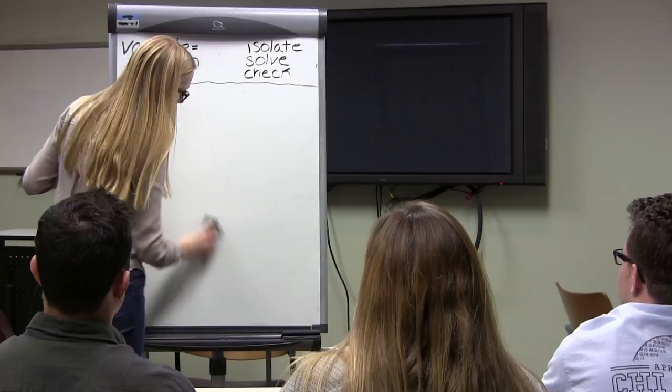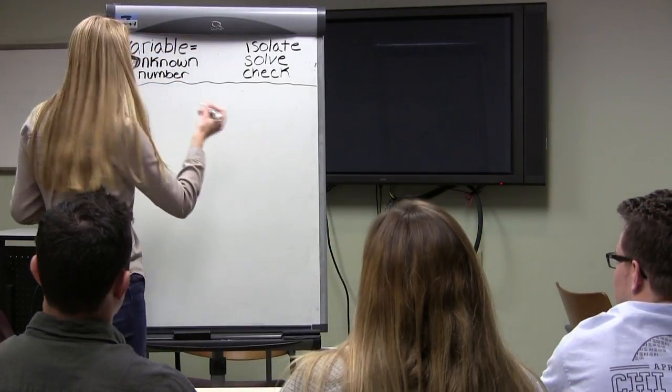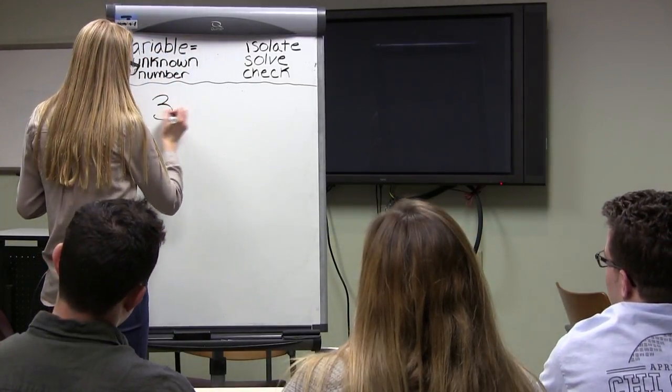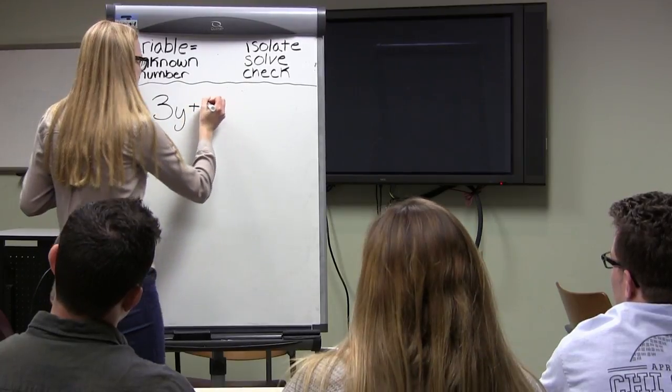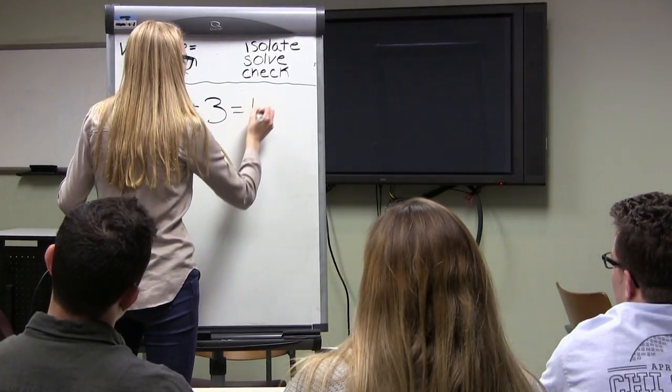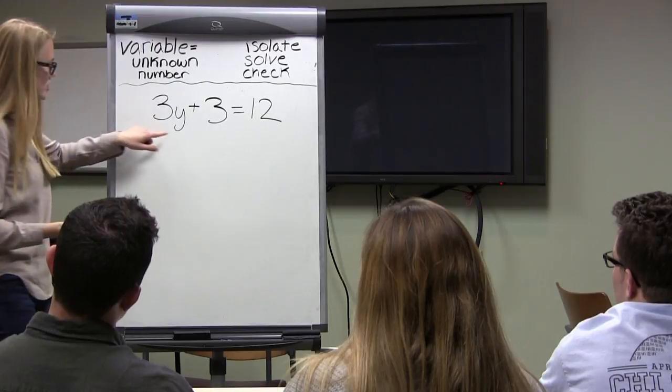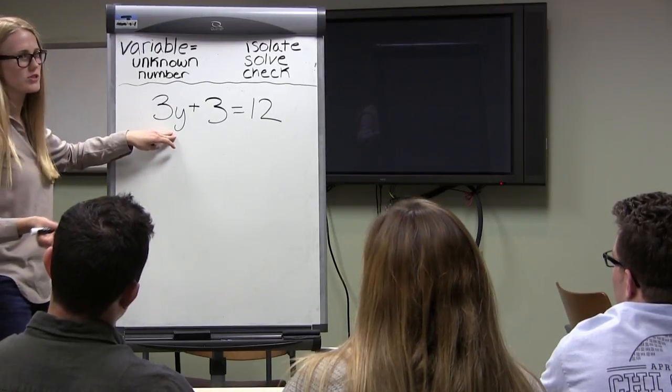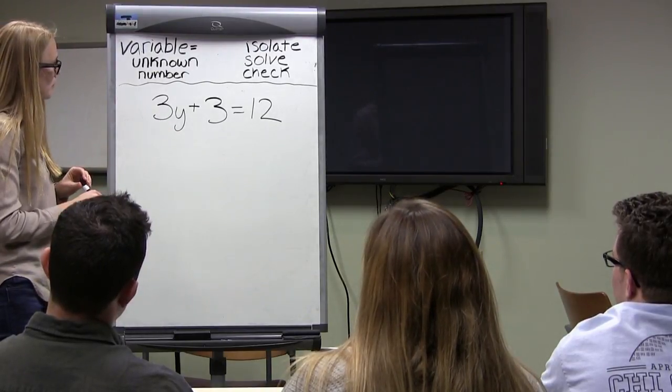Okay, so we'll do one more example. This time we're going to use a different variable. It's 3y plus 3 equals 12. Like I said before, the variable here is y, but we treat it the same way we treated the x in solving for it.